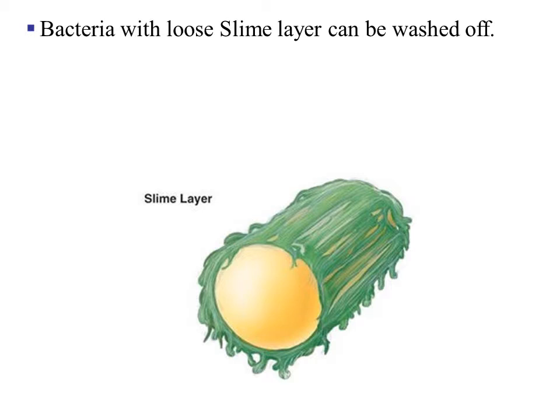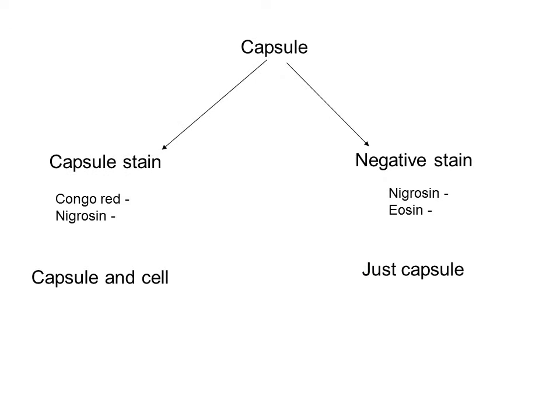Bacteria with loosely attached glycocalyx is called the slime layer. This can be washed off very easily. So the capsule can be stained by the capsule stain or a negative stain. We will discuss both.